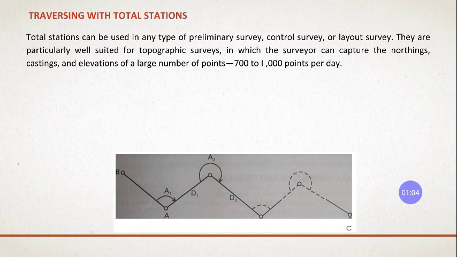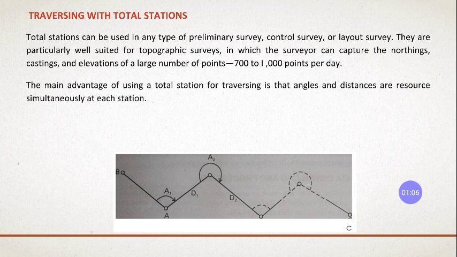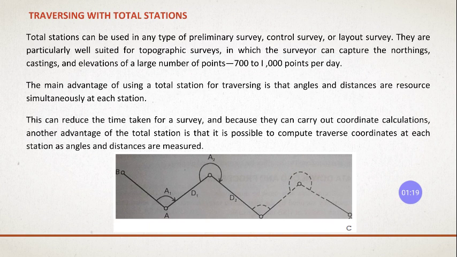So the main advantage of using the total station for traversing is that the angles and the distances are obtained simultaneously at each station. This can reduce the time taken, because once you bisect the target, you will get the angle also, and you will get the distance also with respect to the previous point and with respect to the previous line.